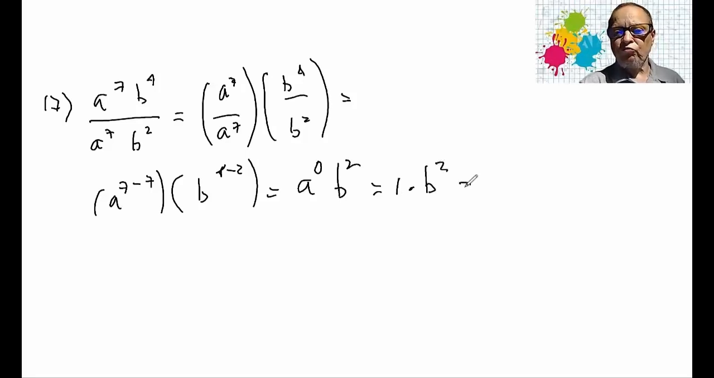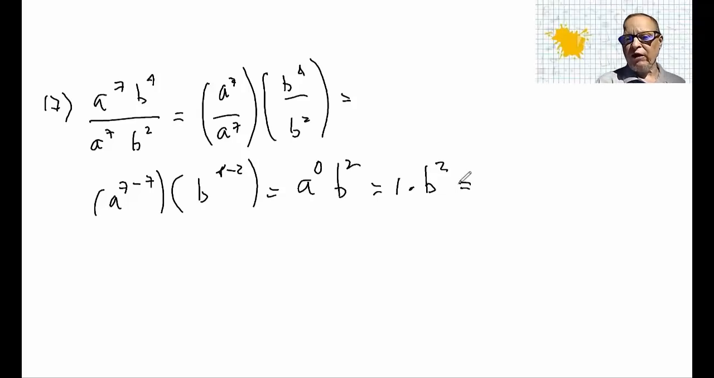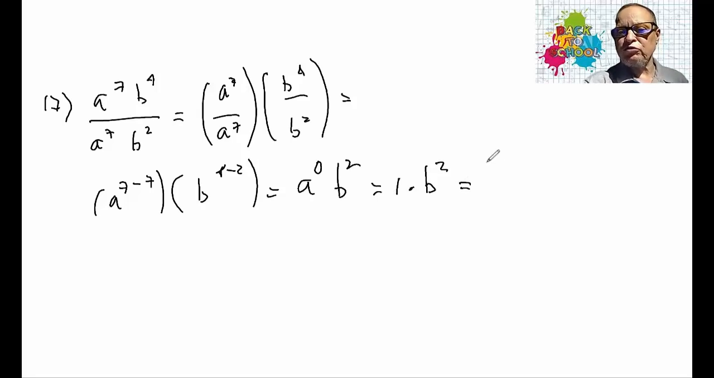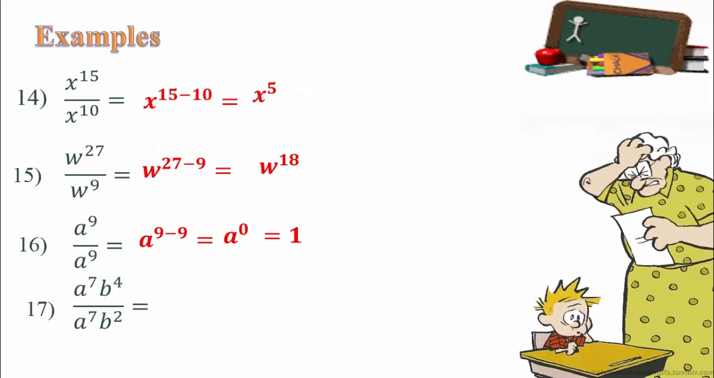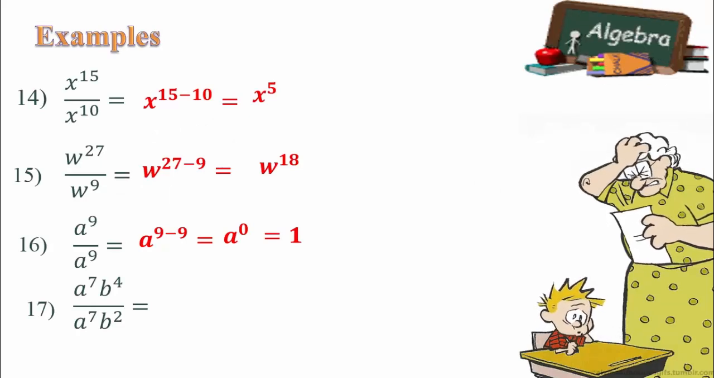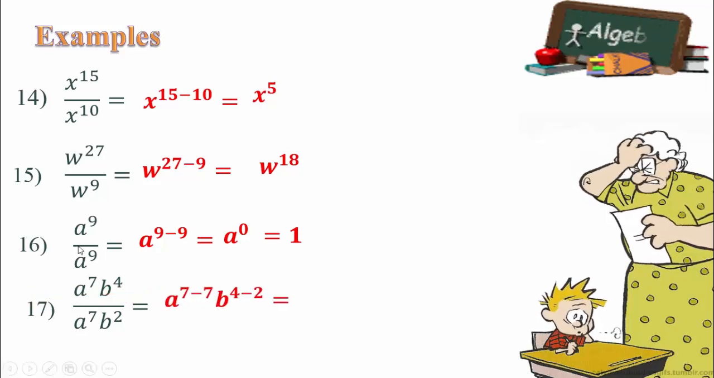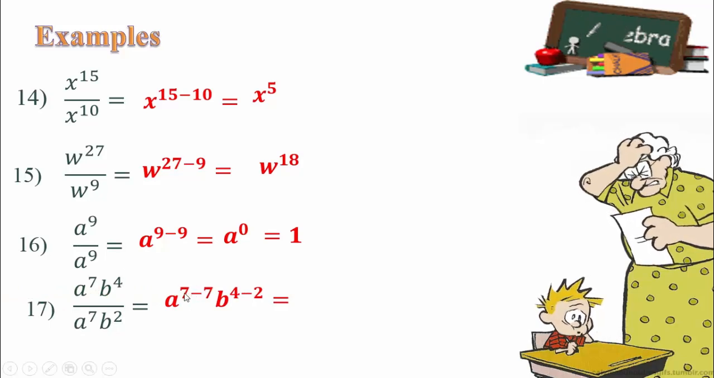But we usually don't write the 1, just like when we have a silent E. We may write it, but we don't say it. We know that the 1 is there, but we usually just write b squared. So in reviewing what we just did on the whiteboard for number 17, we collect the a's, and 7 minus 7 is 0, and for the b's, 4 minus 2 is 2.